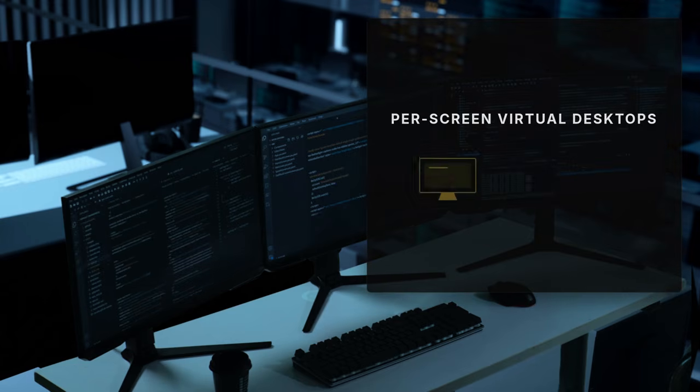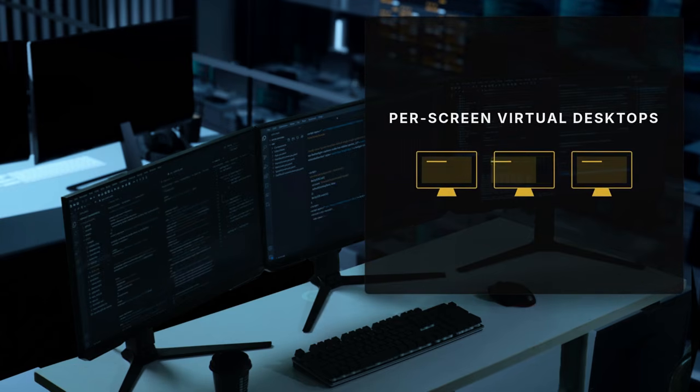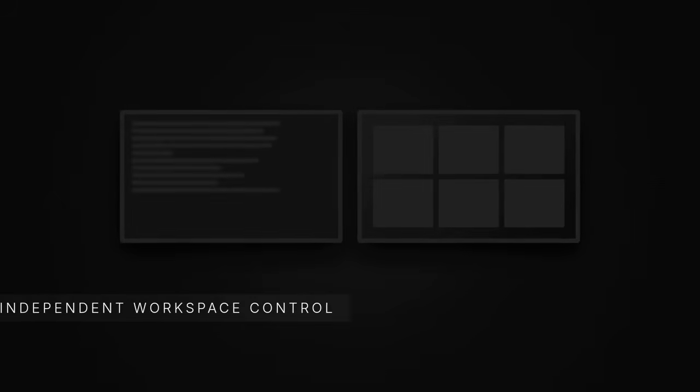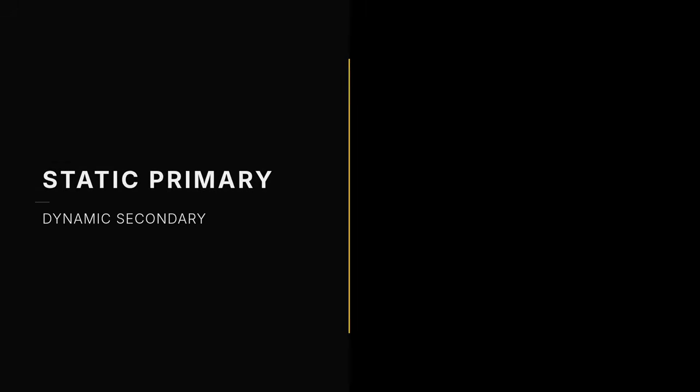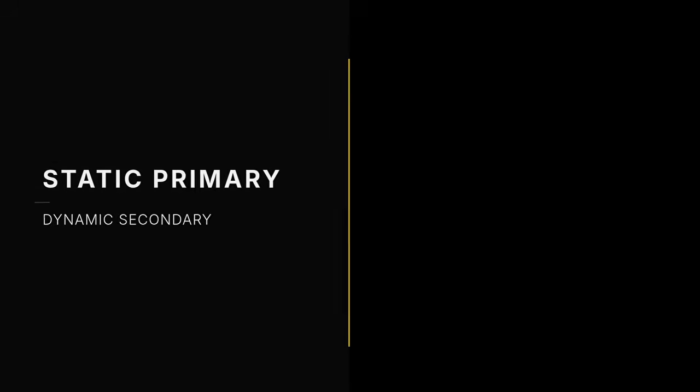One of the most notable additions is per-screen virtual desktops. If you use a multi-monitor setup, you know the pain of switching virtual desktops and having all your screens change at once. Now each screen can switch between any of the system's virtual desktops independently. This is a feature request that has been open since 2005, and it's finally here. You can keep your main work on one monitor static while flipping through different workspaces on your secondary display.